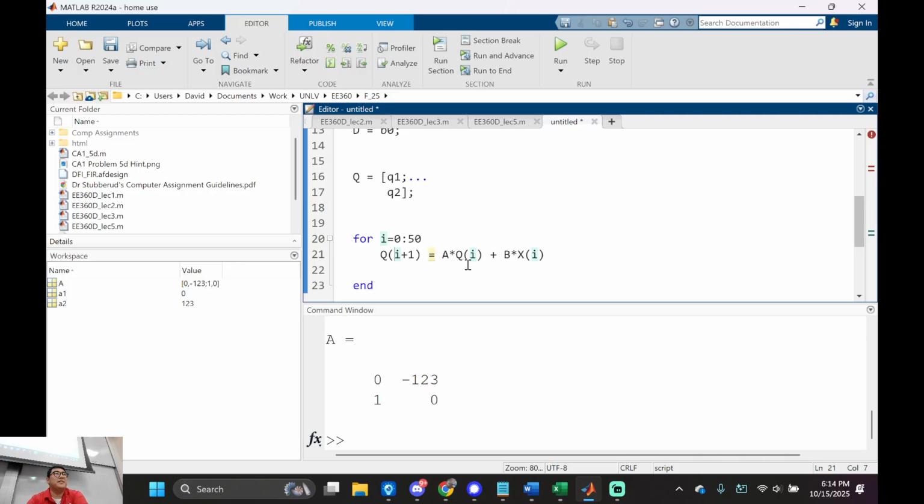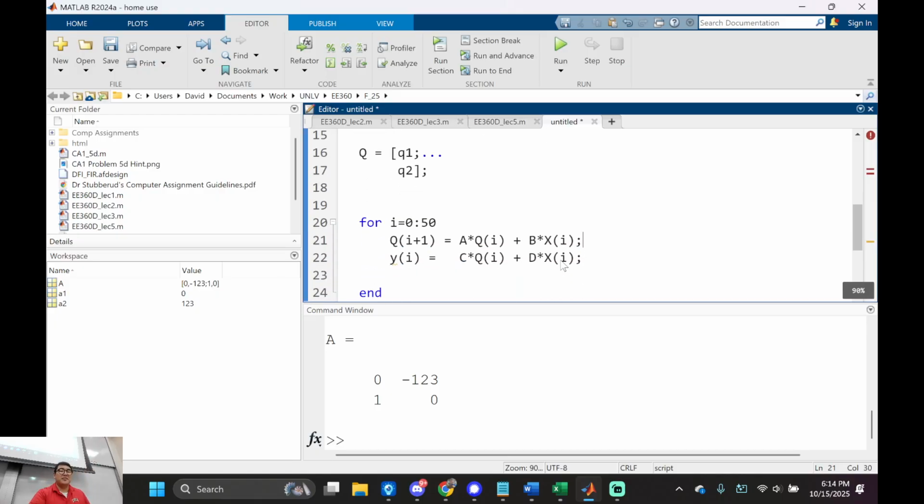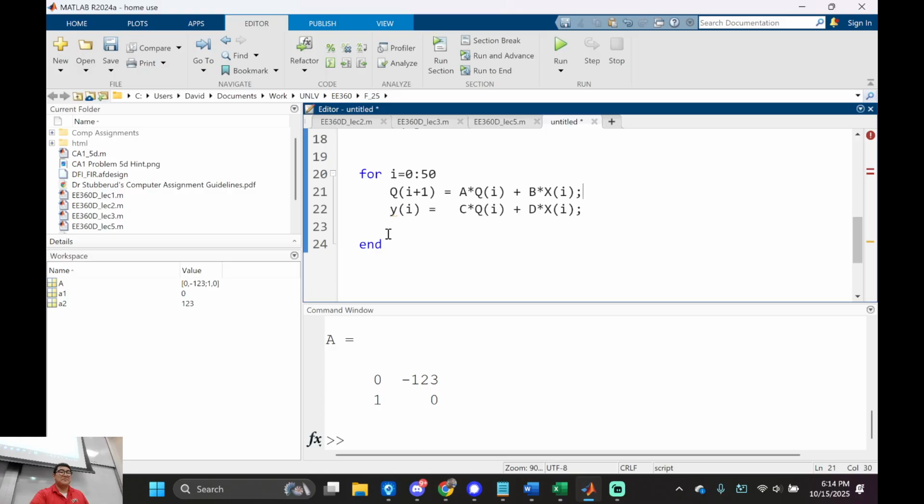Is that good with everybody? And this right here is our output, right? We want to solve for our output, Y. C, Q, and D. I'm going to do some extra spaces. Does this look clean? Is that good? What does this look like from your book? You like that? That's the answer.